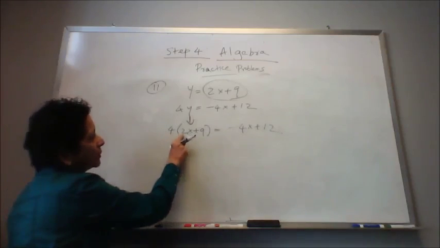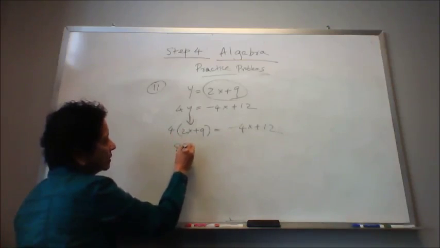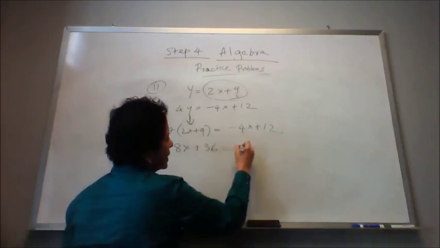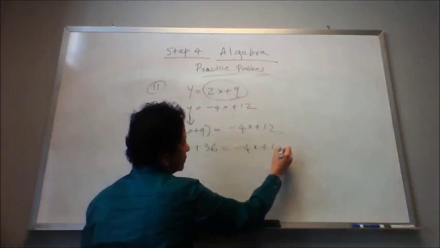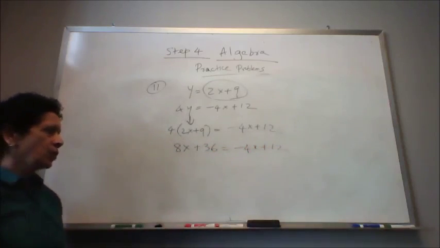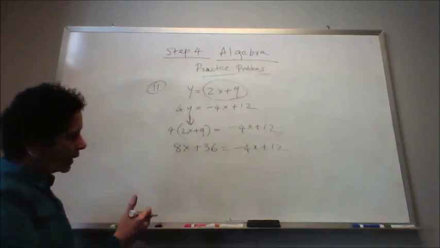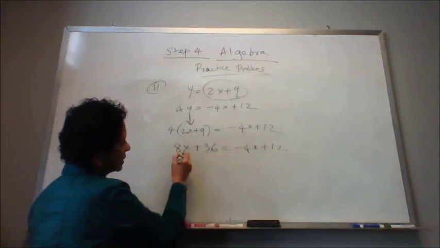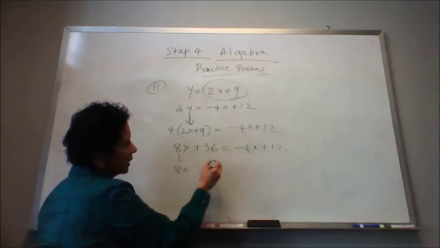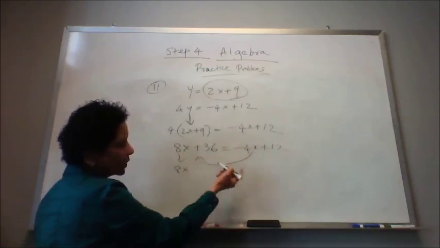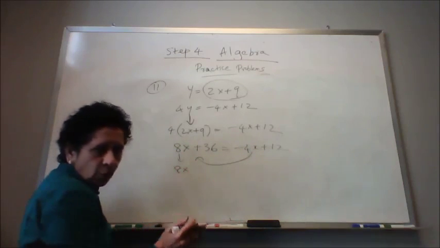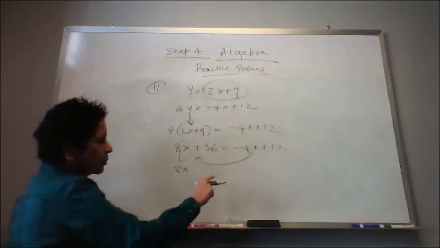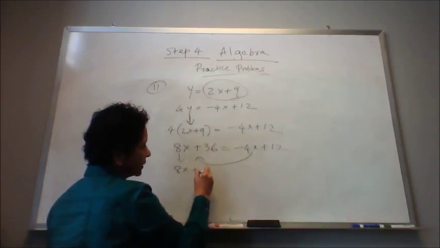So now once I substitute, the next step I need to do is just simplify, okay? So 4 times 2x, that's 8x. 4 times 9, that's 36. And then minus 4x, and then plus 12, okay? So then we know how to solve this equation. So we need to get all the letters on one side, all the numbers on the other side, right? So 8x is here, so I'm going to hold on to that. And I'm going to bring this 4x to the left-hand side because all the letters, I want to group them together. So when I change side, the sign changes. So minus 4x becomes plus 4x, okay?